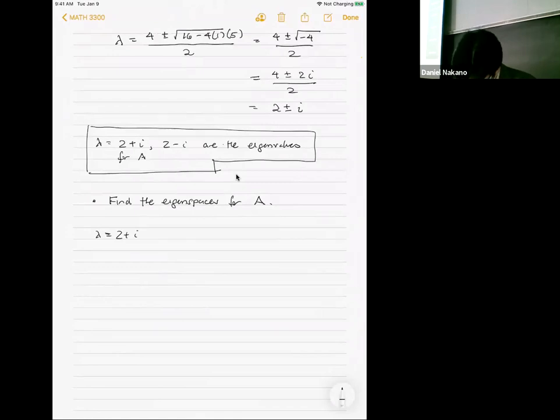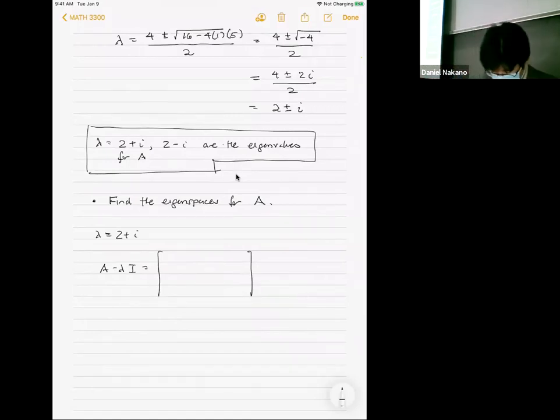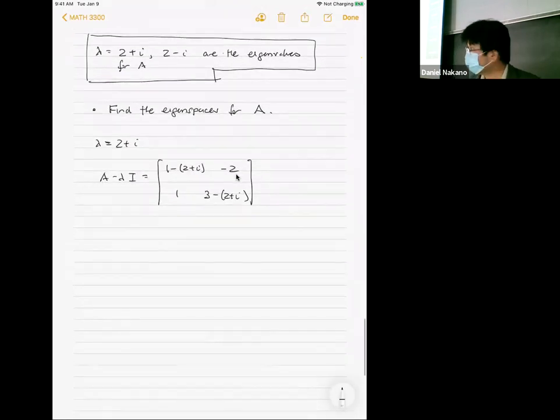So I have to look at A minus lambda I. What matrix do I get here? Let's be a little bit careful. I have to subtract off, this is 1 minus (2 plus i). I'll just write it in so we don't goof up anything. And then I have 3 minus (2 plus i). Is everyone all right with this so far? Okay, so what do we get? We get minus 1 minus i.